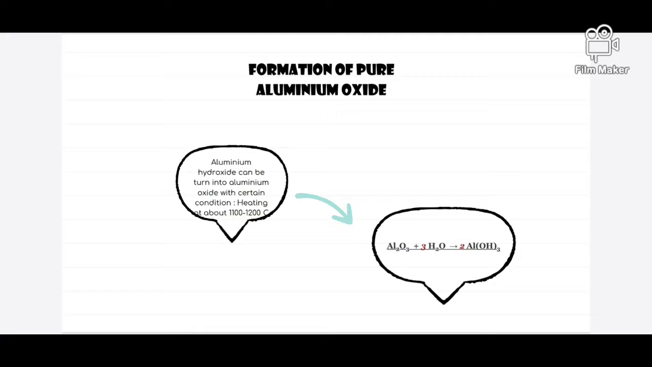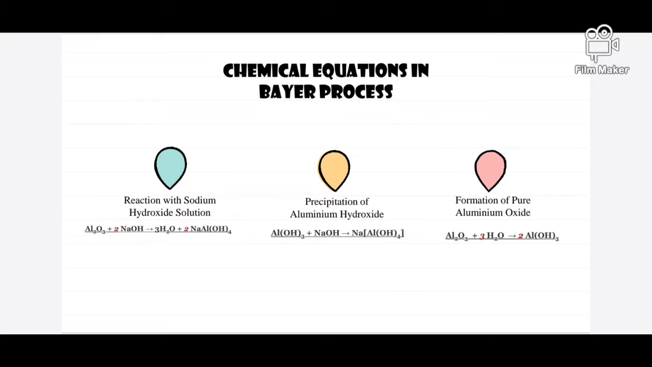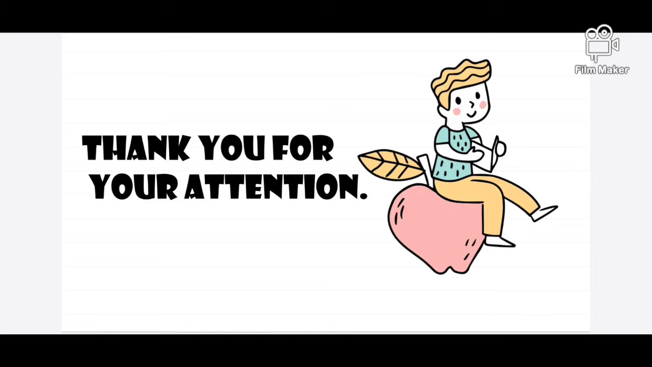Lastly, the formation of pure aluminium oxide. Aluminium hydroxide can be turned into aluminium oxide under a certain condition, which is heating at about 1100 to 1200 degrees Celsius. So, this concludes all the chemical equations in the Bayer process, starting with reaction with sodium hydroxide solution, precipitation of aluminium hydroxide, and formation of pure aluminium oxide. I guess that's all from me, and thank you for your attention.